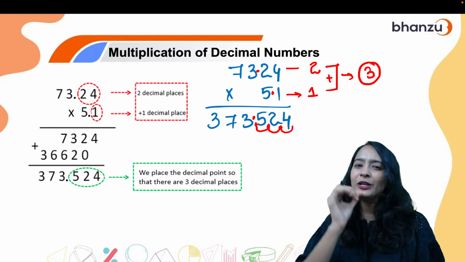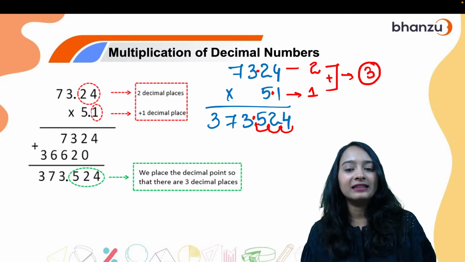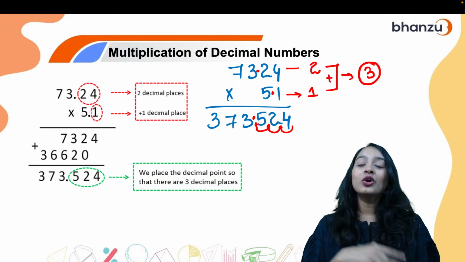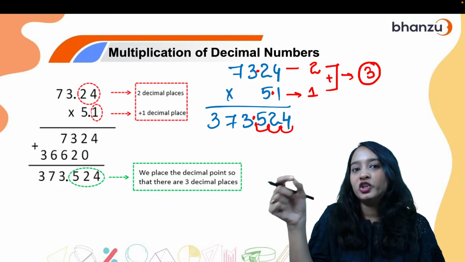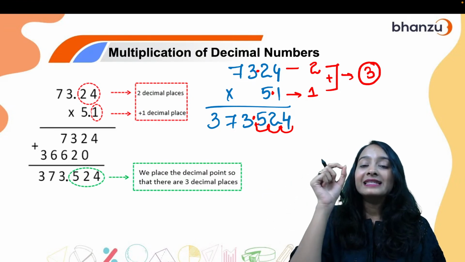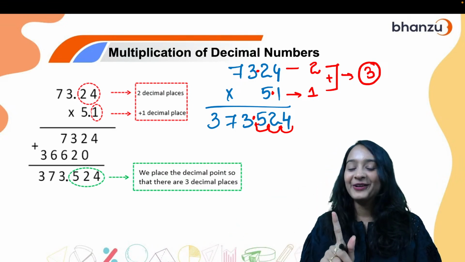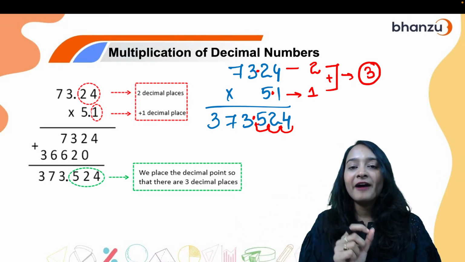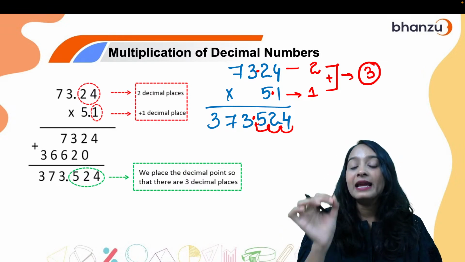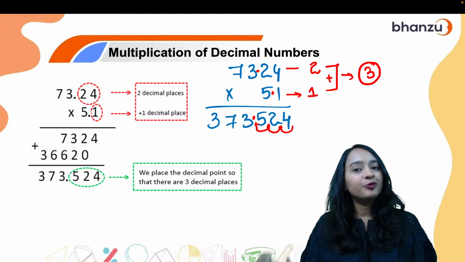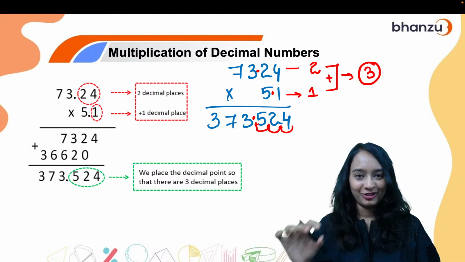373.524. So guys, when you're reading decimals, you should not read it as 373.524. No. You cannot read the numbers after the decimal point like that. You have to read them individually. So you will read it as 73.24, not 24. Okay, 0.24, 5.1, 373.524. So you have to read them individually as numbers and not together.